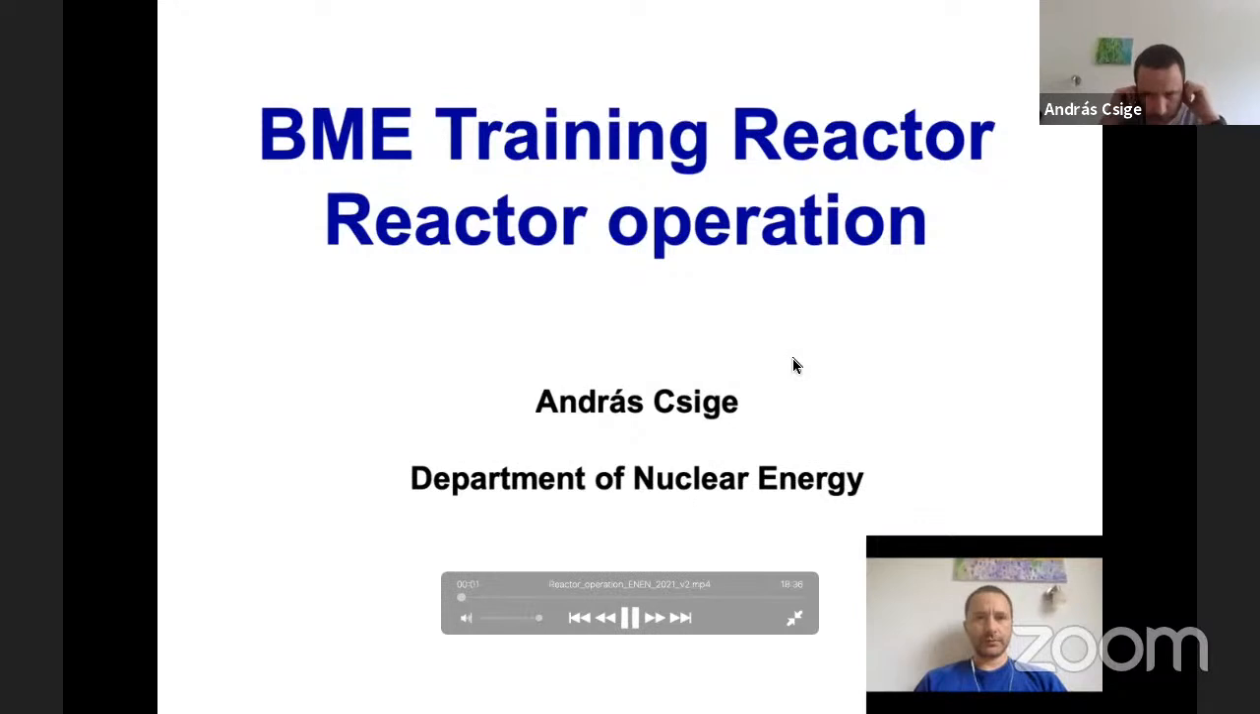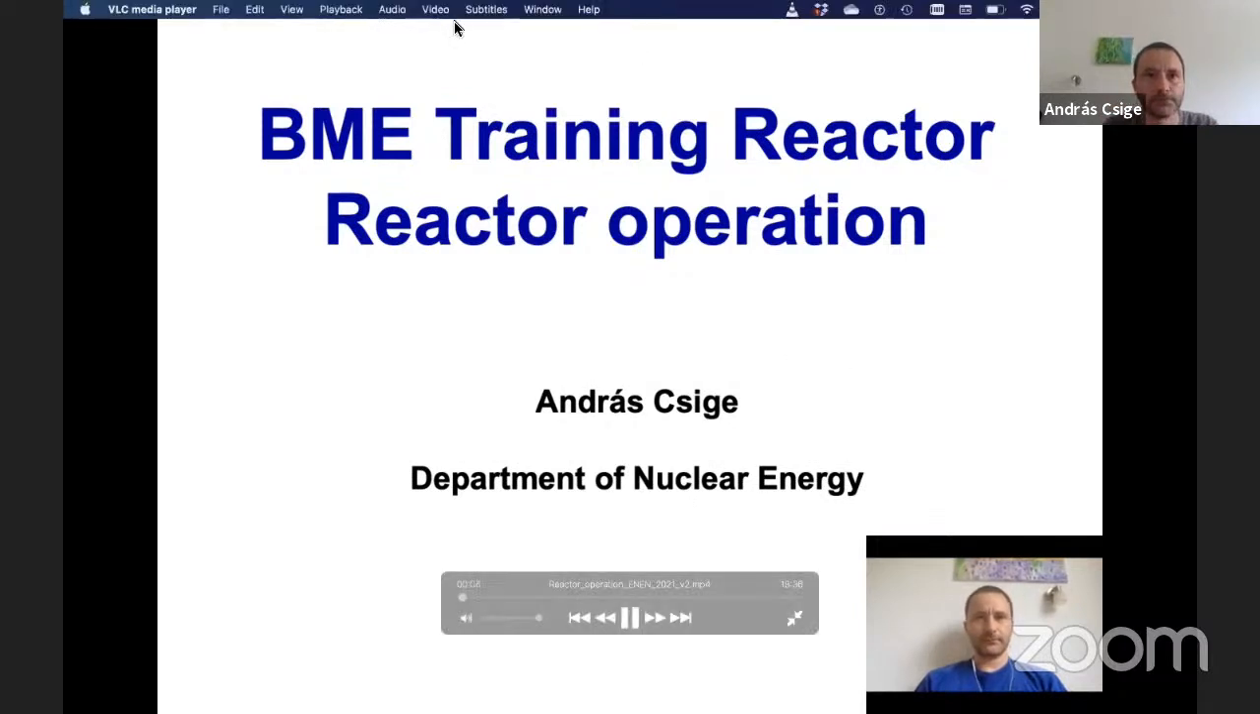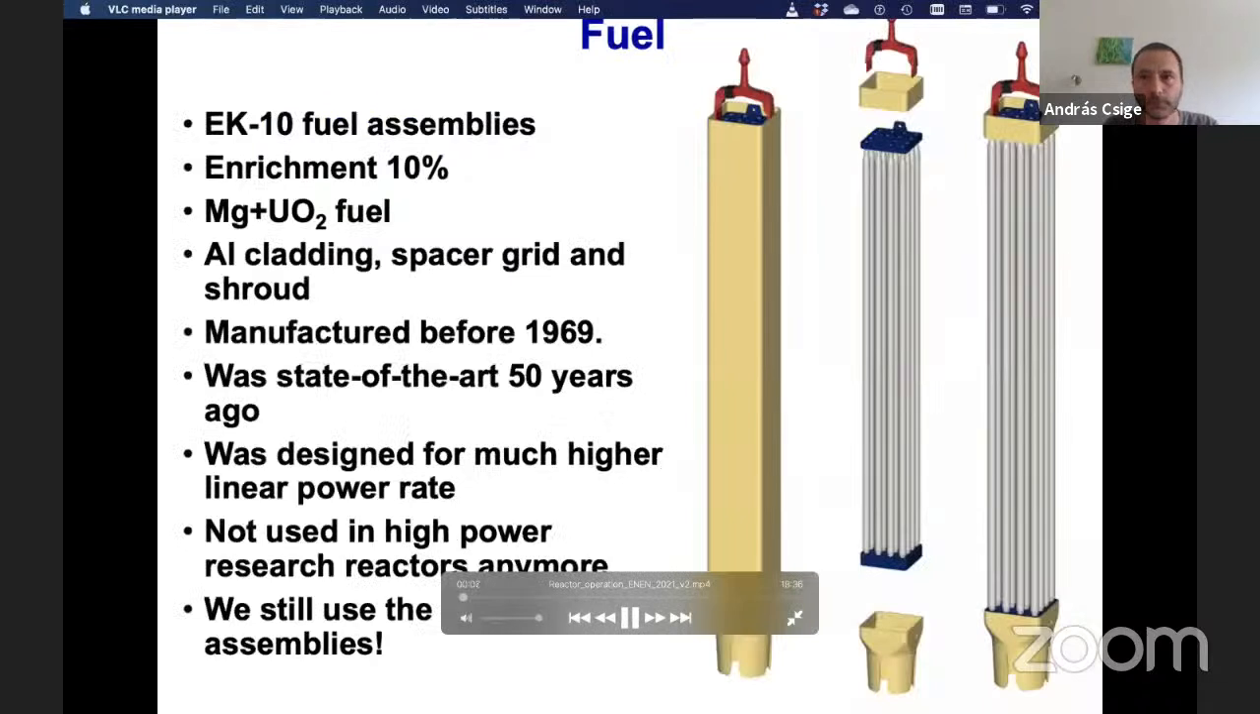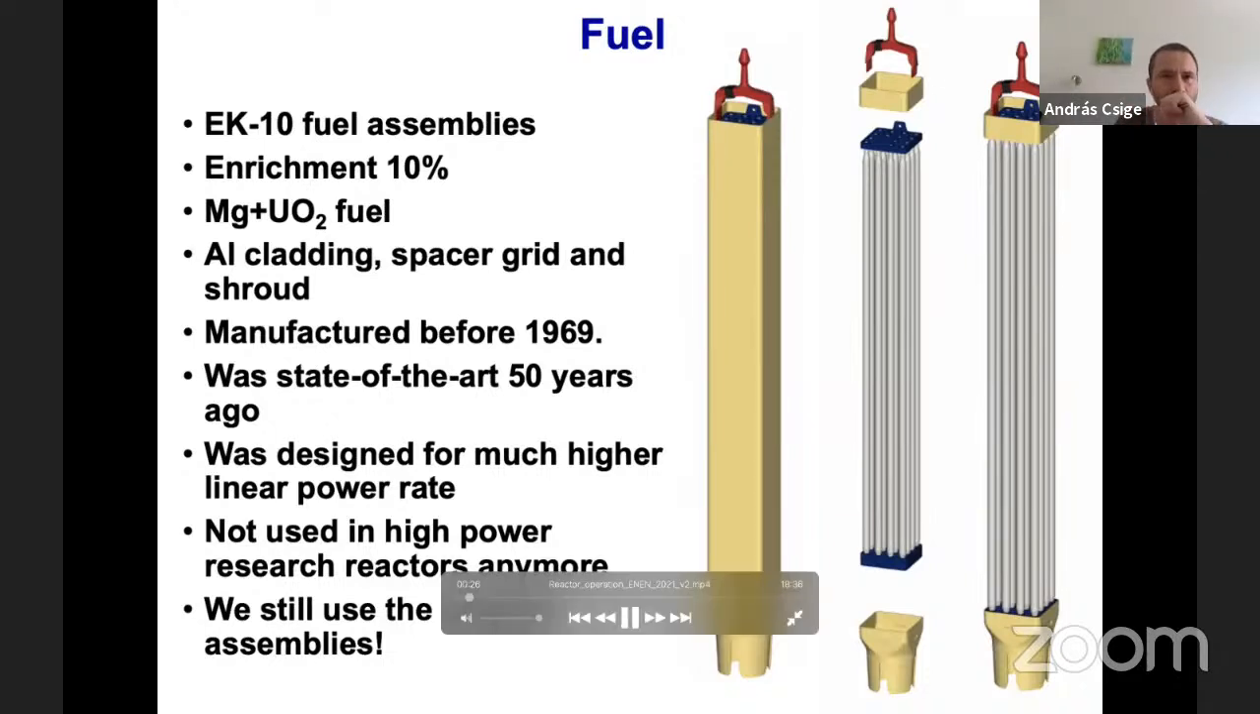Okay, let's talk about reactor operation itself. Going from the inside towards the outside, let's start with our fuel. This reactor is a heterogeneous thermal reactor, which means that there is moderator, which is separated from the fissile material. The fissile material is low-enriched uranium. The enrichment is 10%, so this material is not suitable for a nuclear bomb.